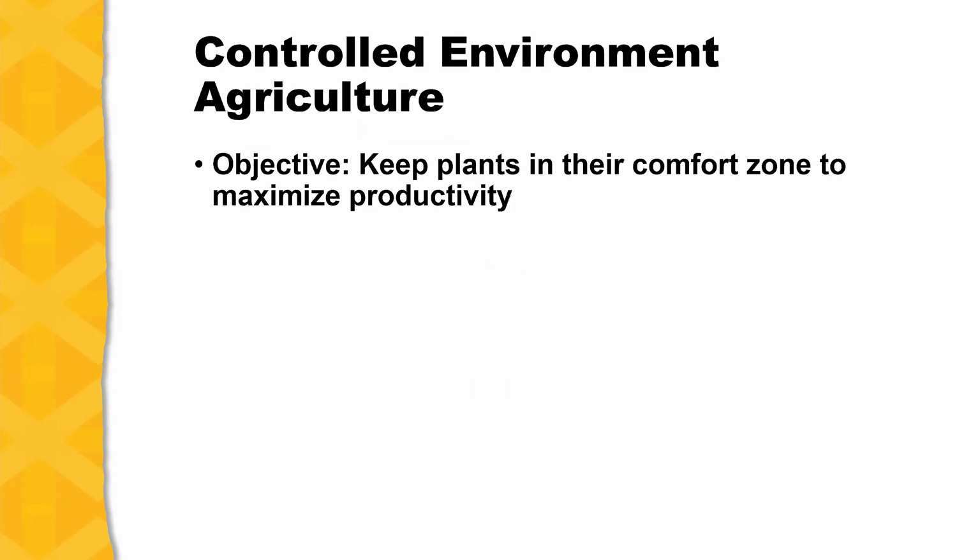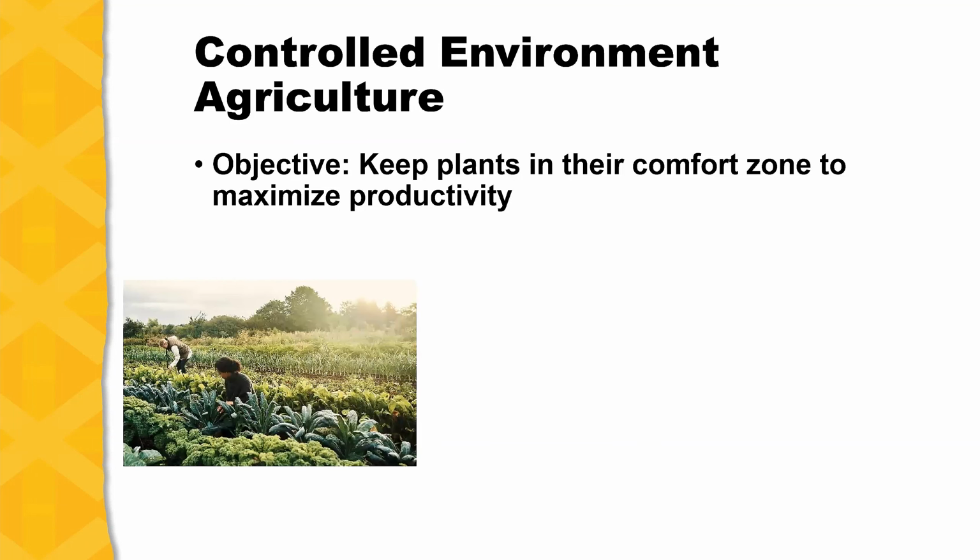So before we begin talking, let me give you a little bit of background. When we're trying to put crops inside a structure, be it a high tunnel, a greenhouse with environmental control systems, or an indoor plant factory, our objective is to control the environment. We make sure that we keep that environment so that the plants are always in their comfort zone and they're always thriving and developing at their optimum.